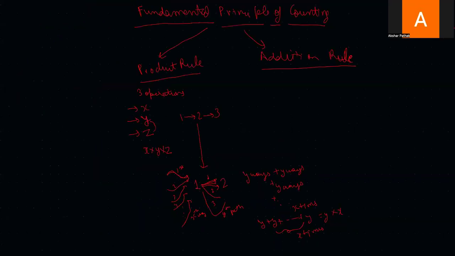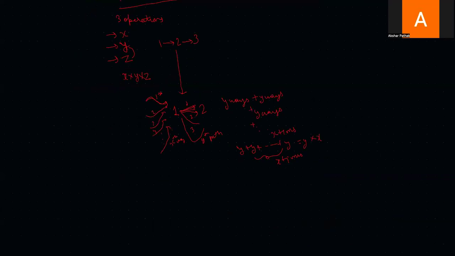So we know that there are x into y ways to do two operations. Now you want to do the third operation. The third operation can be performed in one way, second way, and up to the zth way. This is the number of paths to perform operation 3. So xy will be added z times.